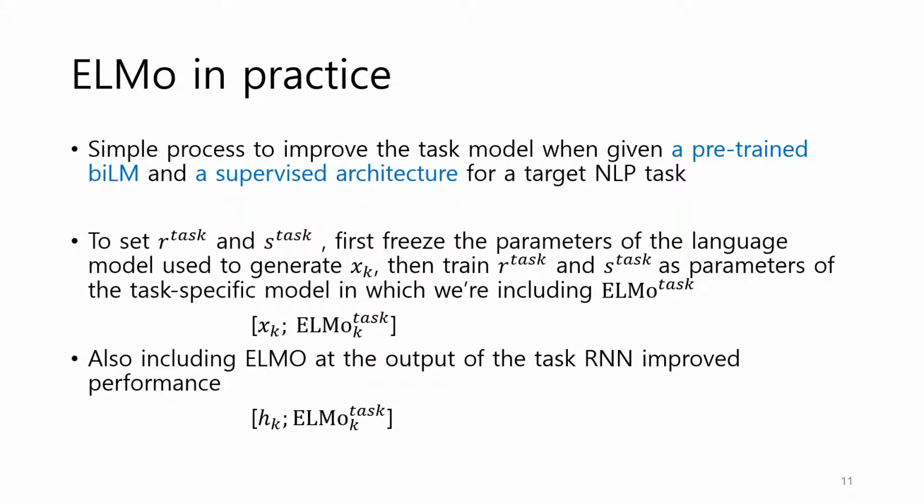To add ELMo to the supervised model, we first freeze the weights of the bidirectional language model and then concatenate the ELMo vector ELMo task with X and pass the ELMo-enhanced representation. We observed further improvement by also including ELMo at the output of the task RNN by introducing another set of output-specific linear weights and replacing the output H with H and the ELMo vector.